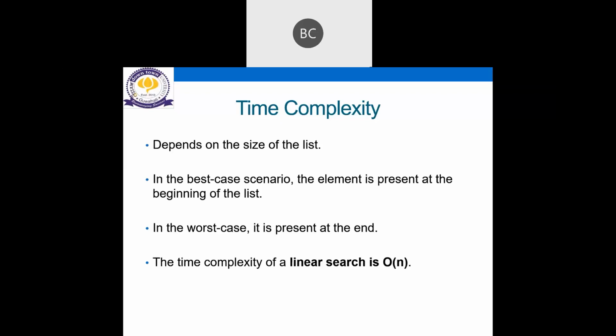The worst case will occur when you are searching for an item and that item is at the end of your list. In that case, you have to search through the whole array, then only you will find it. The best case will occur when the item you are looking for is at the beginning of the list, so in just one step you will get the item. So time complexity for linear search is O(n).